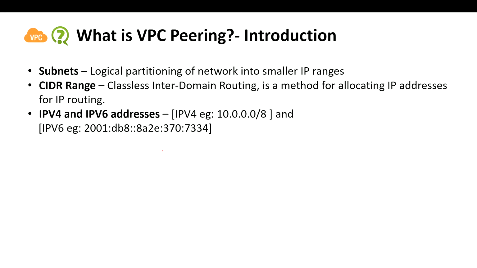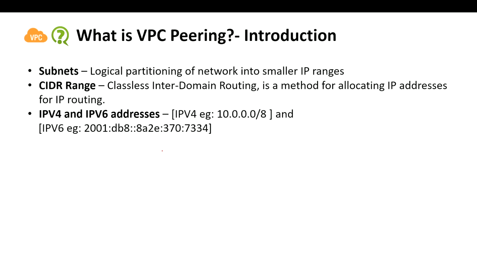All right, so what is a CIDR range then? CIDR means classless inter-domain routing. This is one of the methods for allocating IP addresses for IP routing. So that is called a CIDR range.